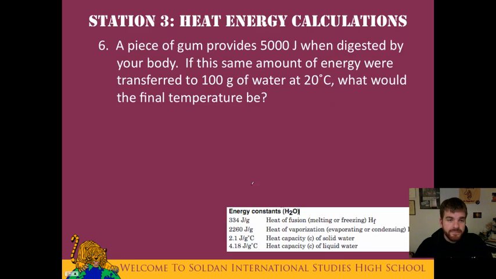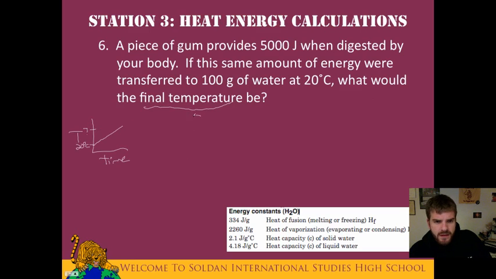Number 6, a piece of gum provides 5,000 joules when digested by your body. The same amount of energy would transfer to 100 grams of water at 20 Celsius. What would the final temperature be? Oh look, it's another one of these where we're trying to find the final temperature. Here's our curve here. This is time. This is temperature. This starts at 20 degrees Celsius. And we don't know where it goes to, but we know it increases because the energy is being added.